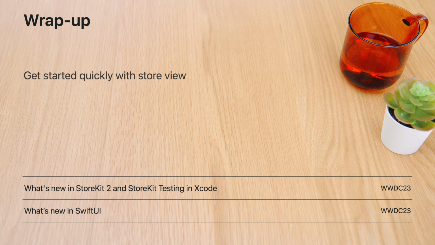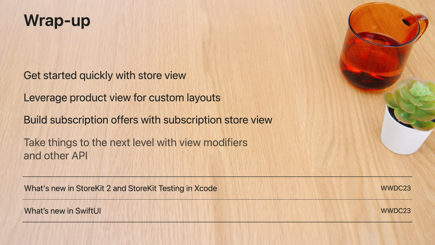When you start adding in-app purchase to your apps, declare a store view to get up and running quickly. If you desire a more customized layout, give Product View a try. For your subscriptions, you can declare a subscription store view to build compelling offers. And when you're ready to take things to the next level, try out the new view modifiers and other APIs to really make this your own. If you can't get enough StoreKit and SwiftUI, check out the sessions What's New in StoreKit 2 and StoreKit Testing in Xcode, and What's New in SwiftUI next.